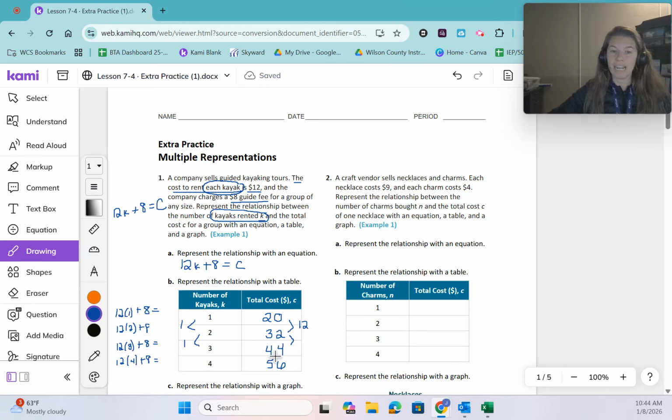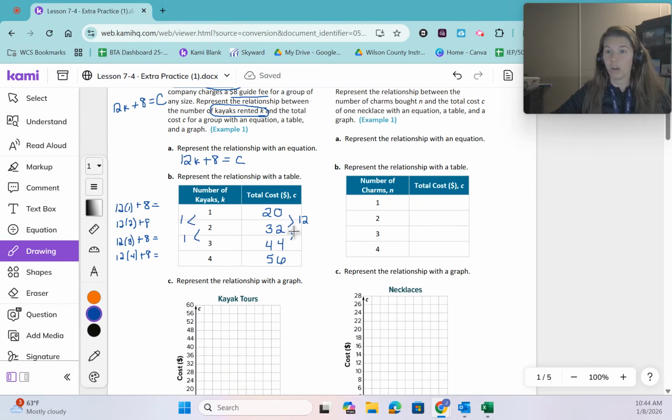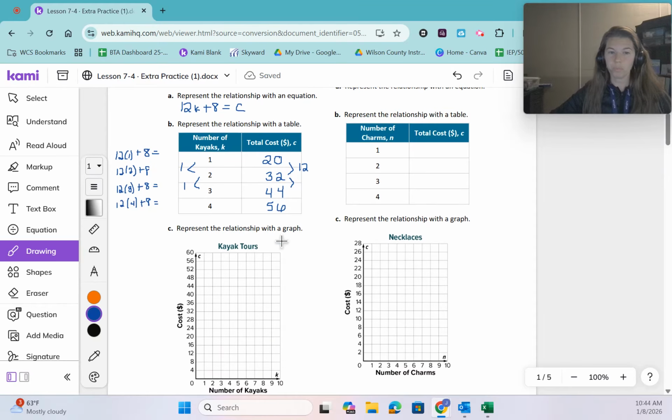Now we have our table, which means we can go ahead and graph it. We're going to just plot these numbers. They've got 1, 2, 3, and 4. One kayak costs $20 because you also have to pay the guide fee. Two kayaks is $32. Three kayaks was $44. Four kayaks is $56.